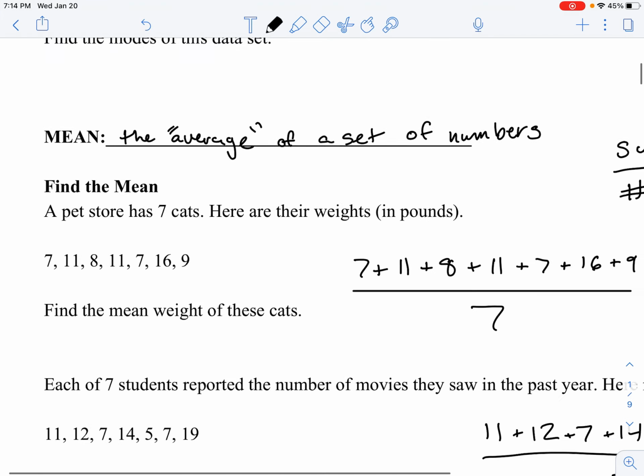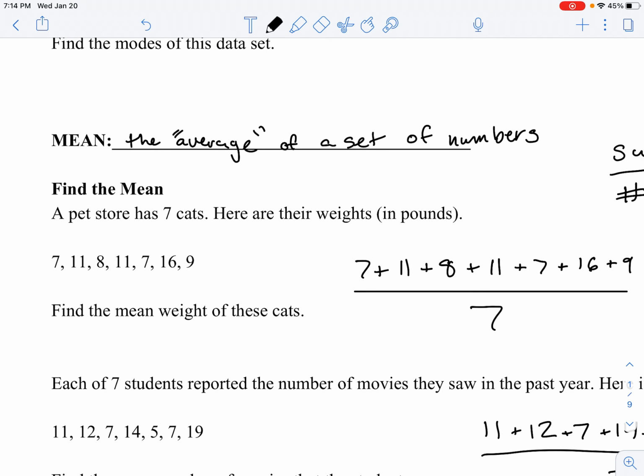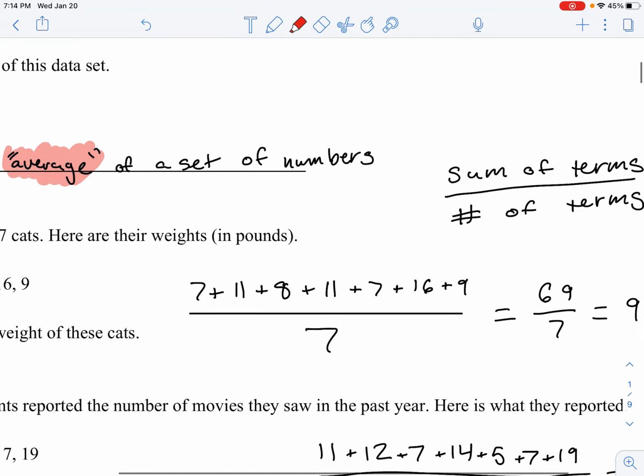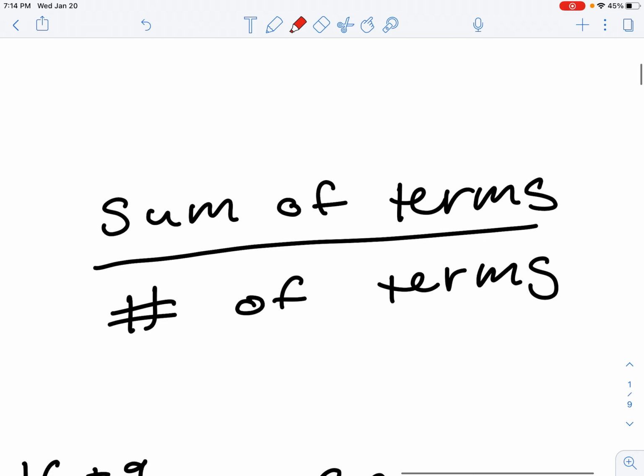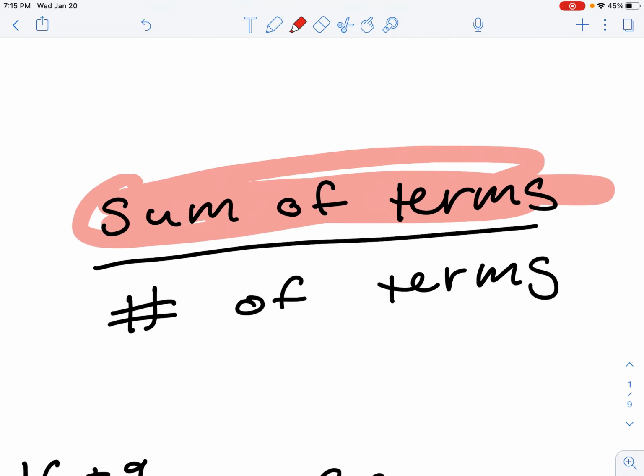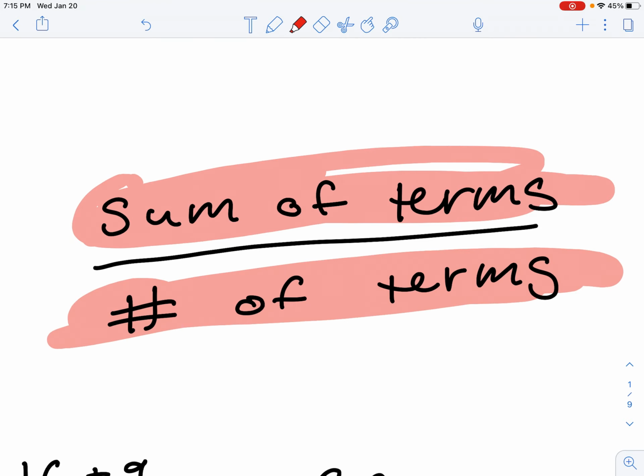The mean is the average, and I have a quote around the word average there. I'll talk about that in a second. But it's the average of a set of numbers, and the way that we go about figuring out what our mean is basically by this simple division. We're going to add up all of our terms, so the sum of our terms here, and then we're going to divide it by how many terms we have in our set.